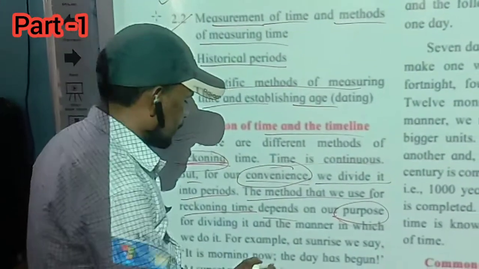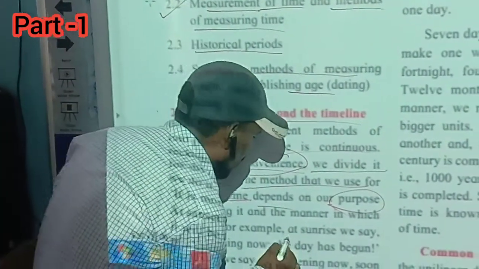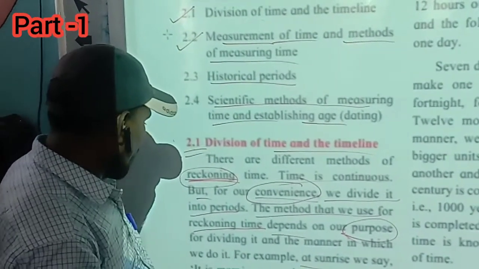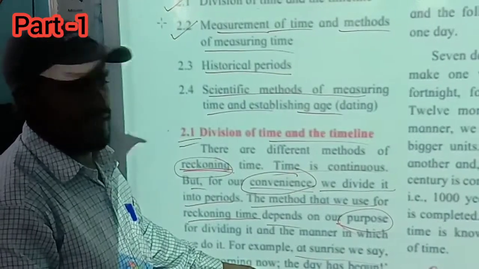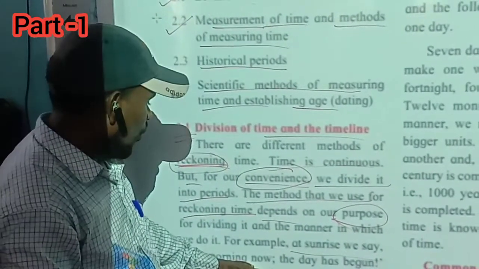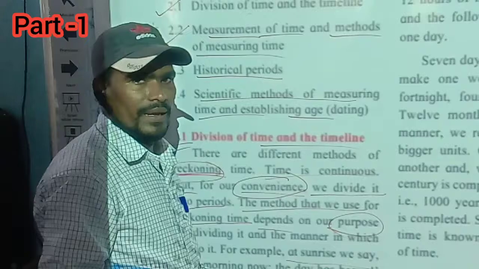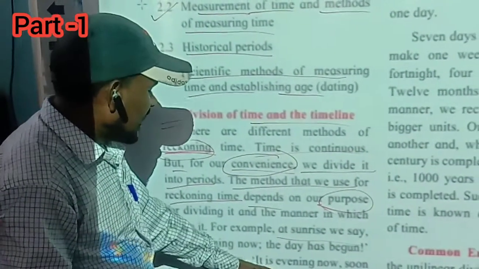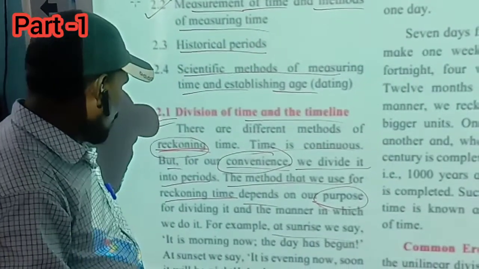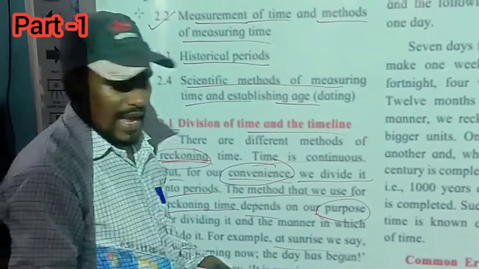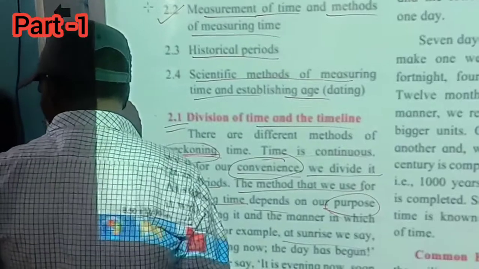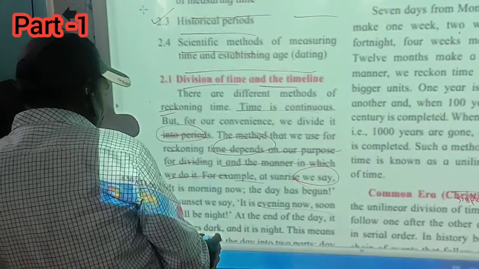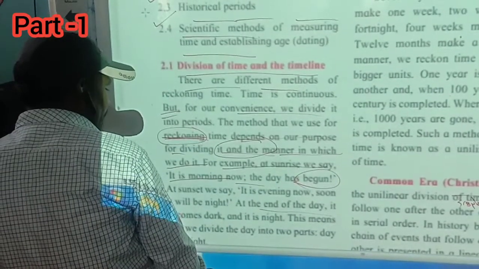For example, at sunrise we say it is morning now. The day has begun. At sunset we say it is evening now, and soon it will be night. At the end of the day, it becomes dark and it is night.